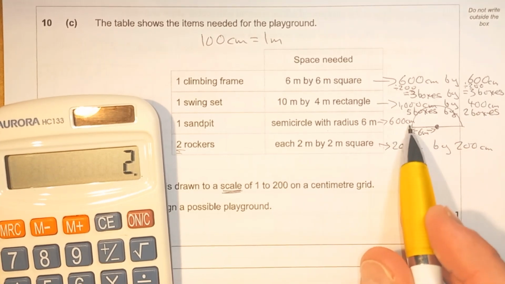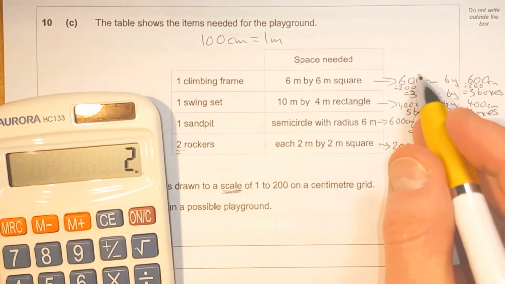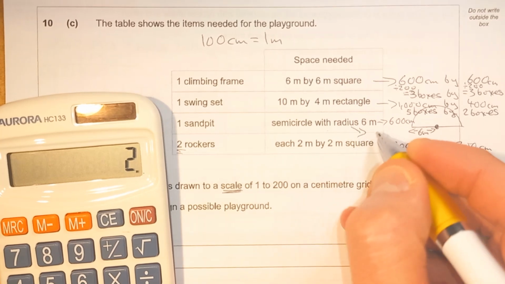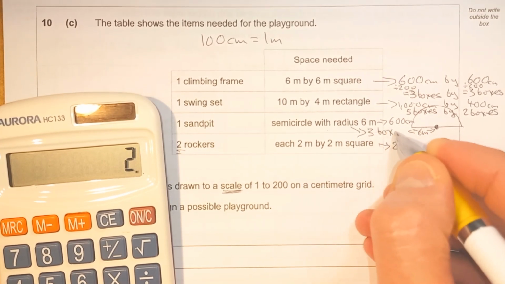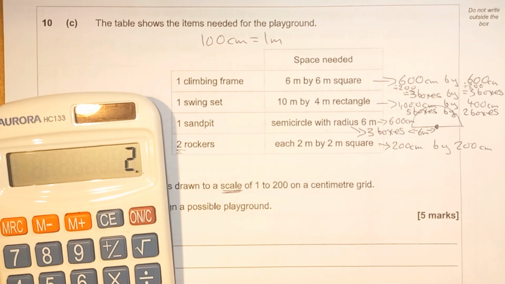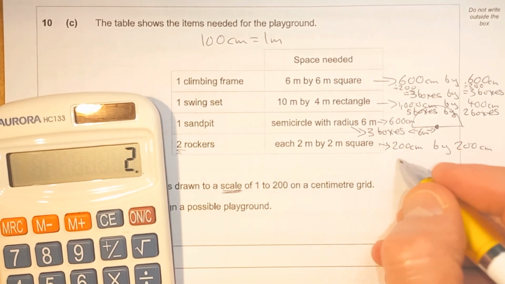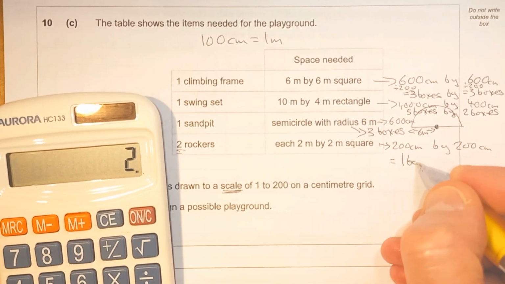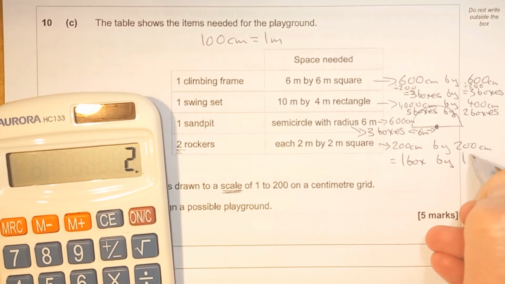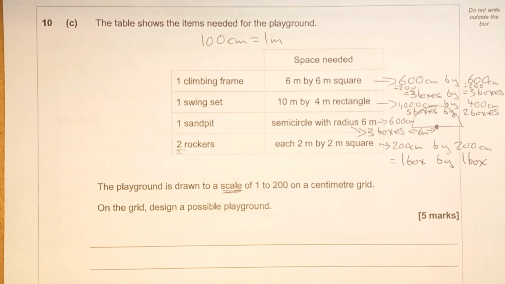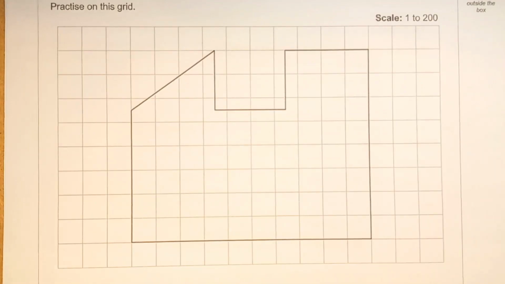Okay, well, this is 600 centimetres. We've already seen 600 centimetres, 3 boxes. So the radius is going to be 3 boxes. And here, well, 200 divided by 200, this is going to be 1 box by 1 box. Okay, so we've worked out what we've got to fit on here. Right, this is the space that we've got to fit everything in.